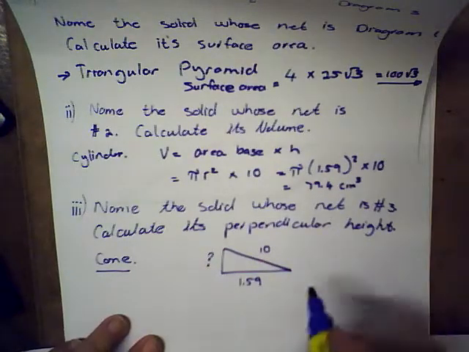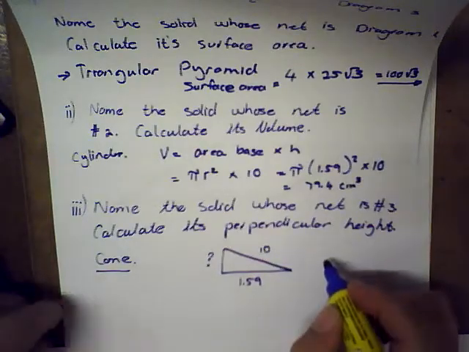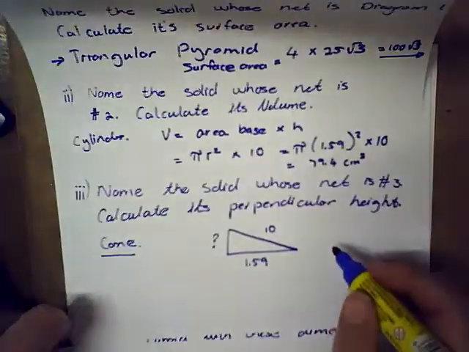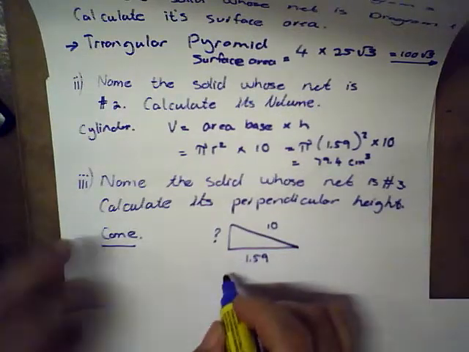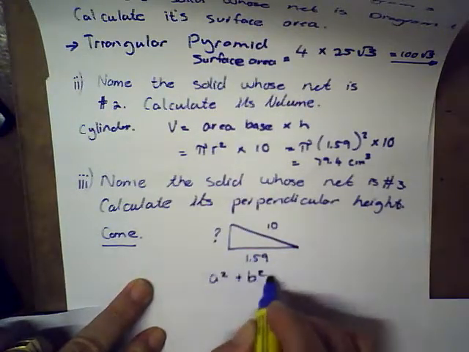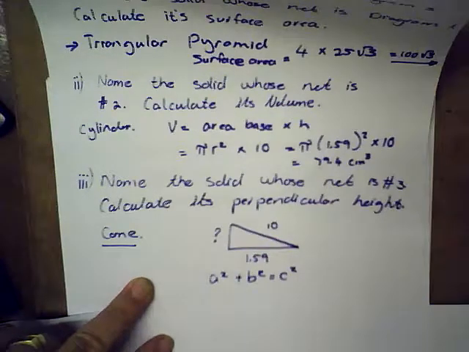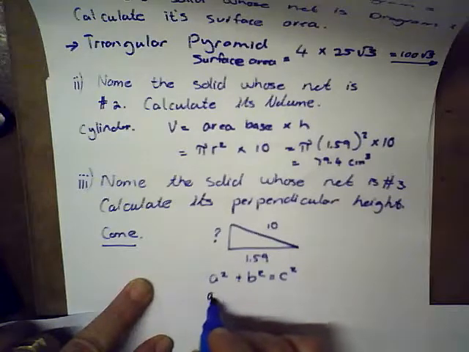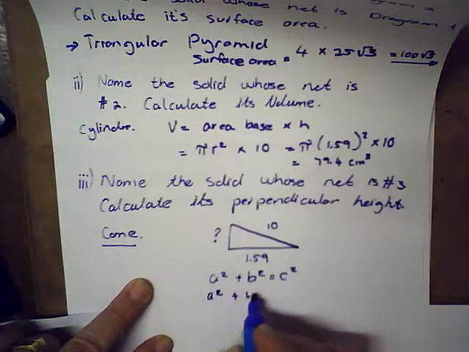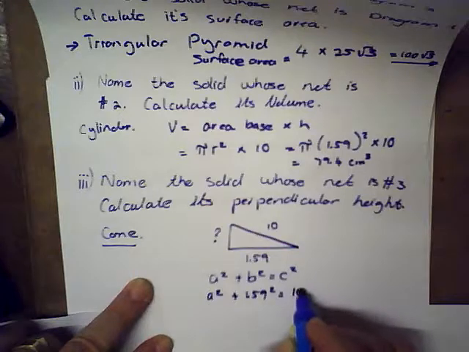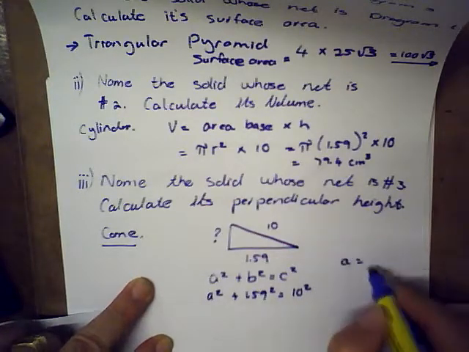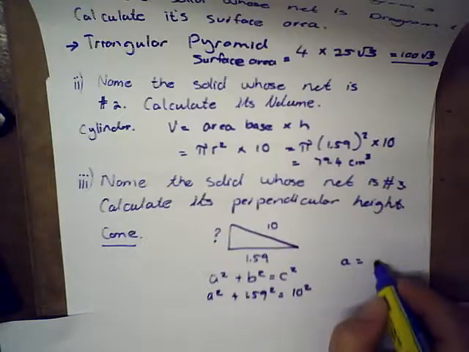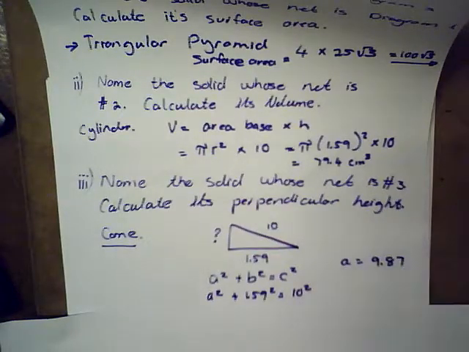Okay, so I know we can use Pythagorean theorem. So let me just move my paper up slightly. So a squared plus b squared equals c squared. I know what a is. The value of a can be any one of those. So a squared plus 1.59 squared equals 10 squared. If I solve for a, the value of a would be 9.87. And we are basically done with question 5. Okay.